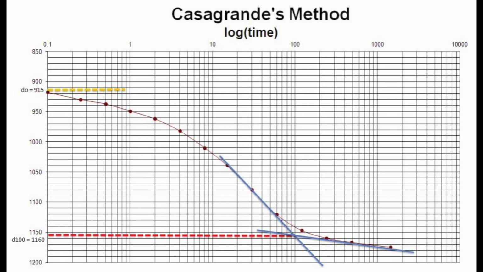Our next task is to find D100. D100 is empirical as mentioned previously. Thus, it is the corresponding dial reading at the intersection of the tangent lines from the primary portion of the curve and secondary portion of the curve.